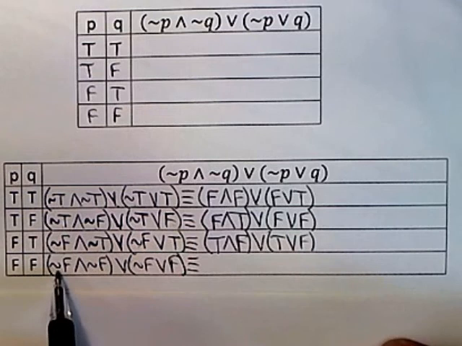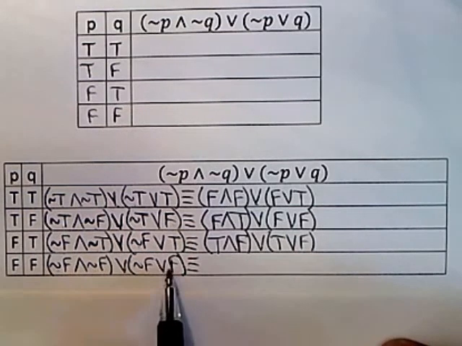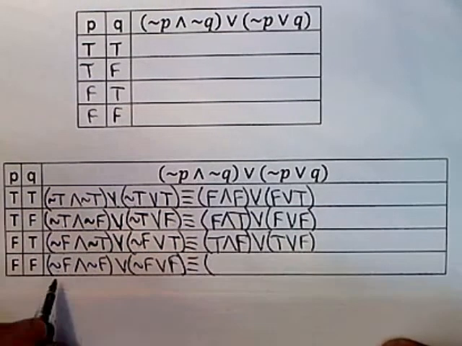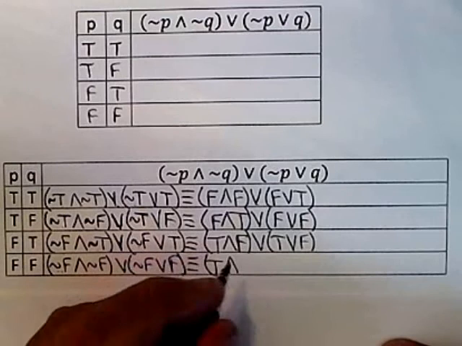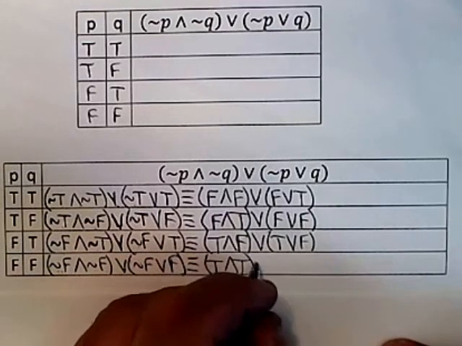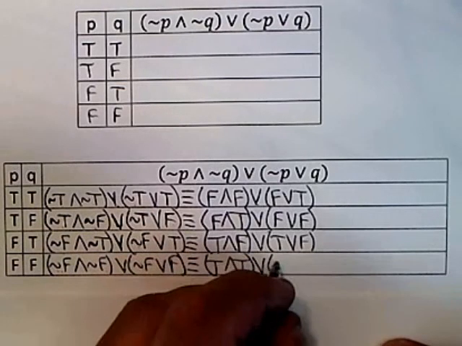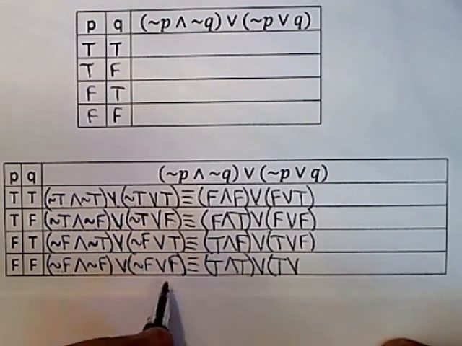Last row, not false becomes true in all three places it appears, so I get true and true, or false, not false is true, or false.